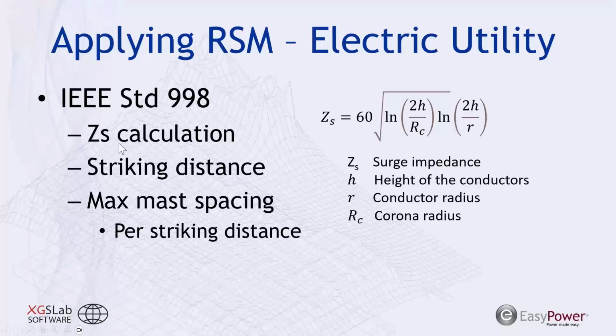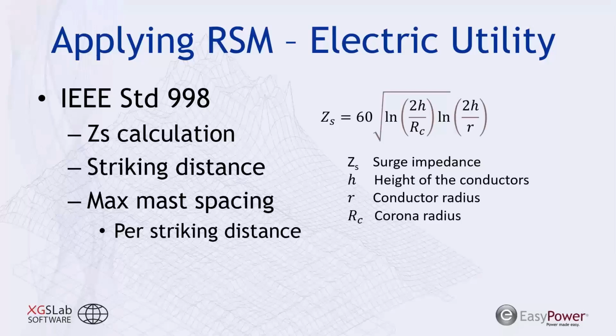So this ZS calculation is the surge impedance that a lightning stroke current will see when it hits our structure. And this is calculated by multiplying 60 times the square root of the natural log of 2h over R_C, natural log 2h over R. The H value is the height of whatever conductors you're trying to protect. Those phase conductors of a substation is what this calculation methodology is considering.